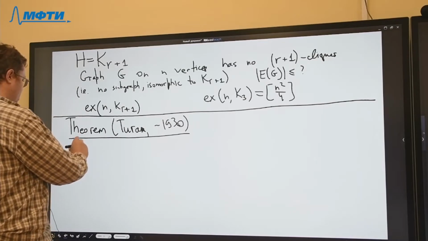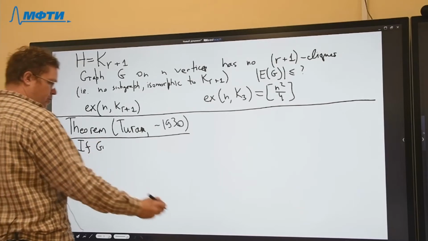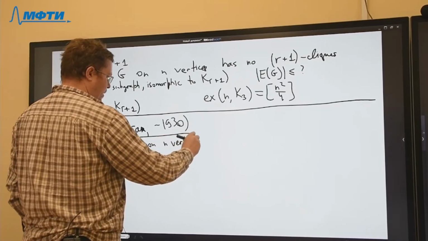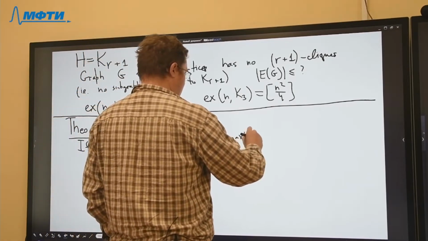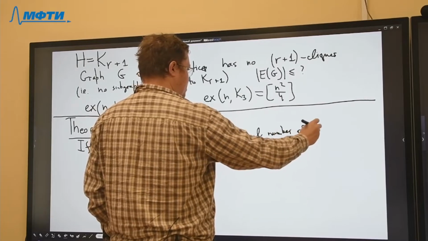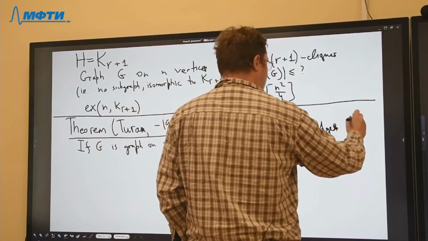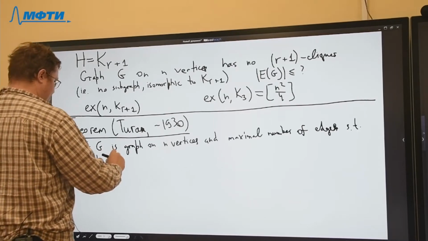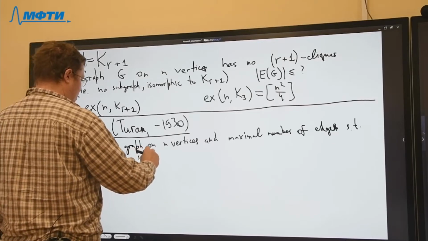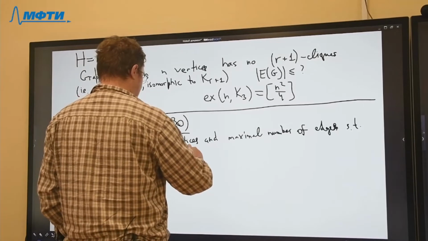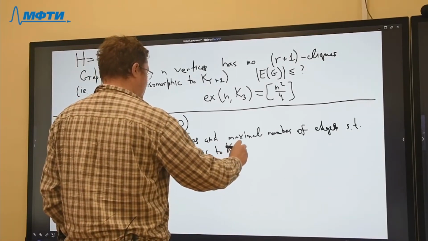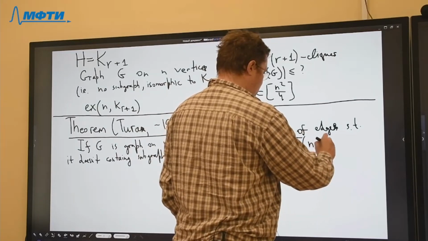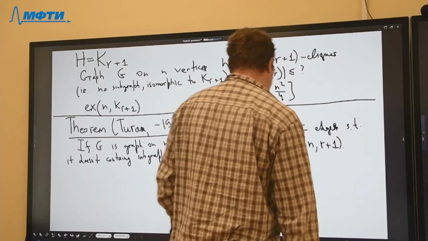So if G is a graph on n vertices and maximal number of edges such that it doesn't contain a subgraph isomorphic to K_{r+1}, then G is the Turán graph on n vertices, r plus 1. And what is Turán graph?